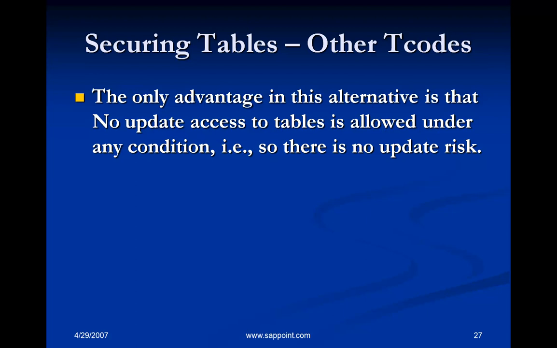So if you give SE16N or SE17, users can still view data from whatever tables they want. Which again is a risk because they can view data from configuration tables also. The only advantage of using SE16N or SE17 is the update. There is no update risk.